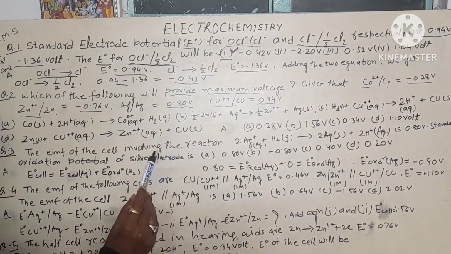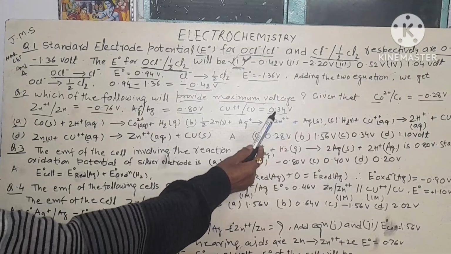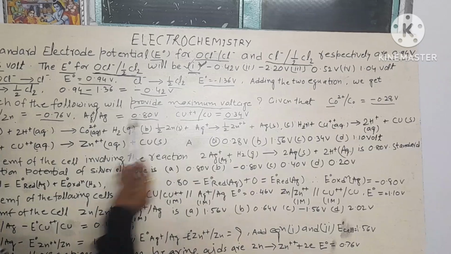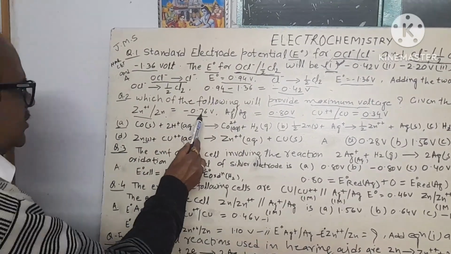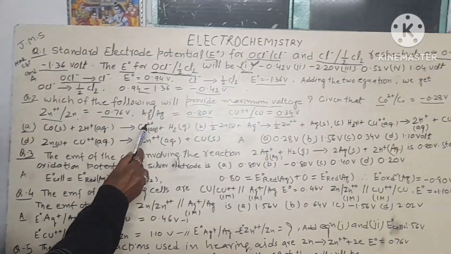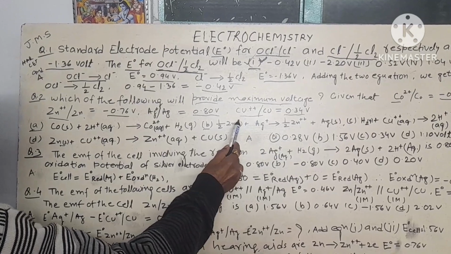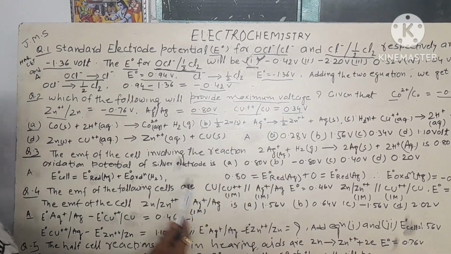For the first option, you have to consider all four electrode potentials. The values I have already told you. Correct? Cobalt electrode potential is equal to minus 0.28 volt. Zn electrode potential is minus 0.76 volt. Silver electrode potential is 0.80 volt. And copper electrode is equal to 0.34 volt.